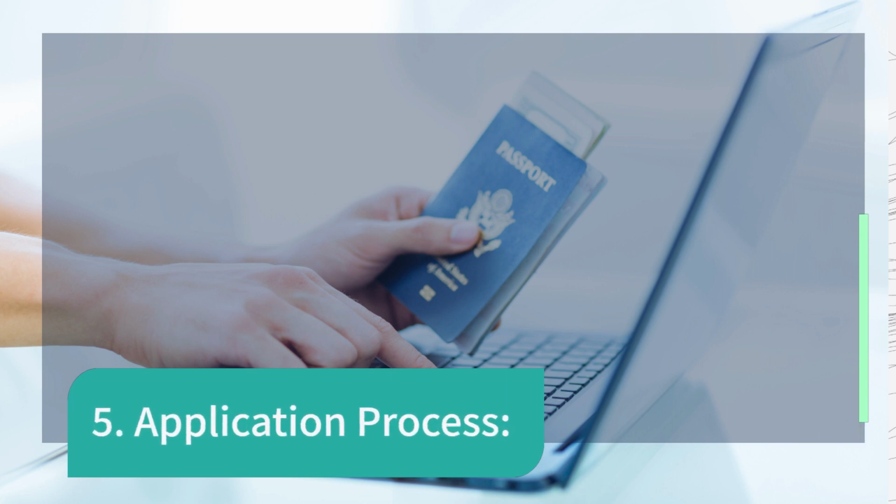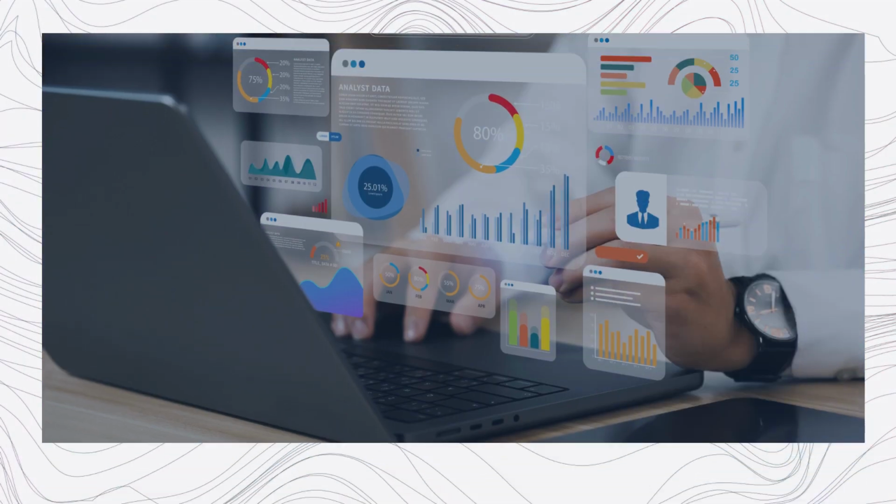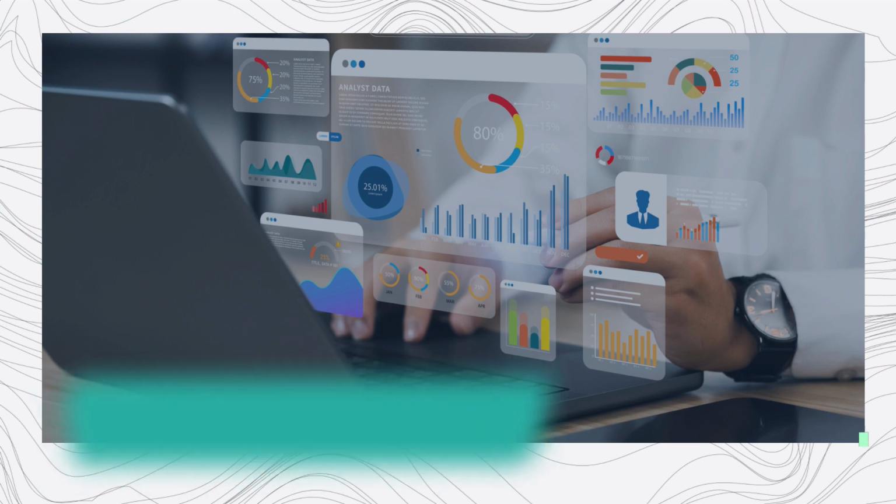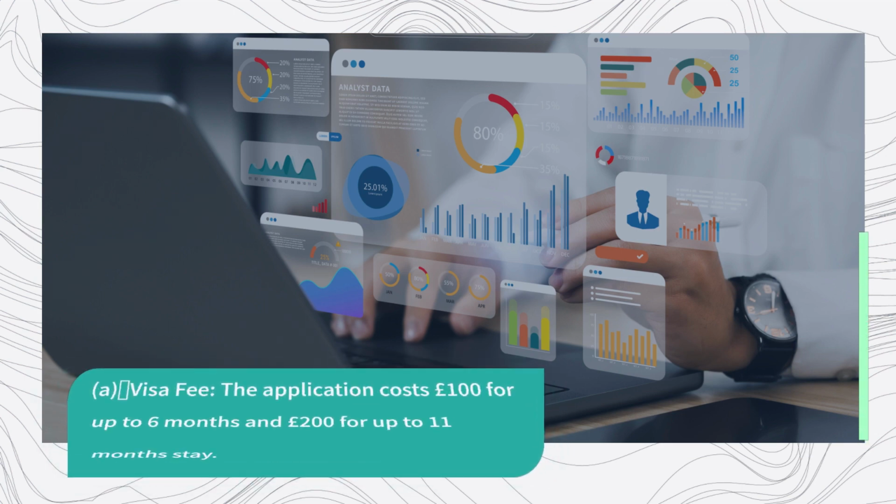5. Application process. To apply for the UK Standard Visitor Visa, please visit www.gov.uk, which is the UK government's official website, and complete the online application form. Other information required includes A. The application costs £100 for up to 6 months and £200 for up to 11 months stay. The earliest you can apply is 3 months before you travel.